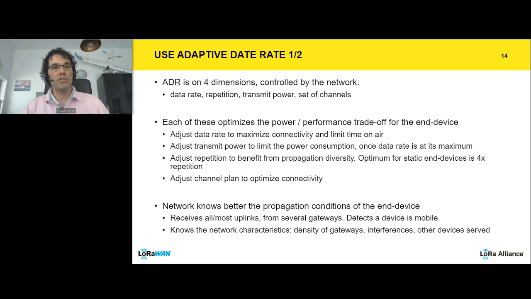The transmit power is going to limit the power consumption and also the amount of energy which would be sent on the medium once the data rate is at its maximum. The repetition order, and that's something which is often overlooked, is important to benefit from the propagation diversity, from the frequency diversity which is present in the channel. So it really depends on the environment, but typically for a static end device, the optimum repetition is four times. So this is the NbTrans parameter, and it equals four.